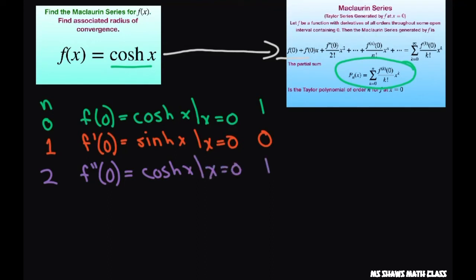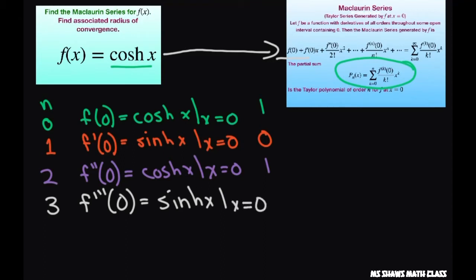Let's do one more. Let's do 3. So the third derivative is hyperbolic sine of x, evaluated at x equals 0, and that equals 0. So it just alternates between 0 and 1. So basically what happens is for f, the nth derivative at 0, we get 1 if n is even, and we get 0 if n is odd.